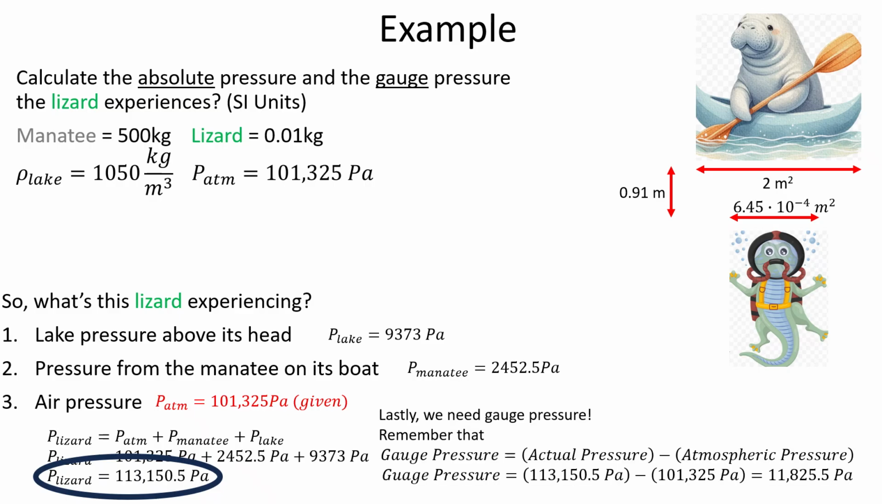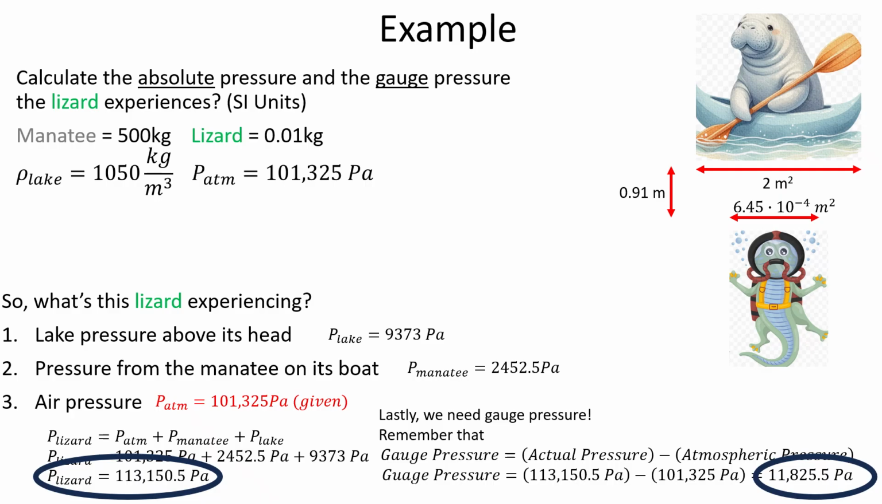Gauge pressure is defined as the pressure that you actually have, the one that you measure, and you subtract the atmospheric pressure, the pressure due to air. Well, that's basically just adding 1 and 2, or if you want, add 1, 2, and 3 and subtract 3. That's really what we're doing. So you take 113,150 and you subtract 101,325, and you get that the gauge pressure that the lizard is experiencing is 11,825.